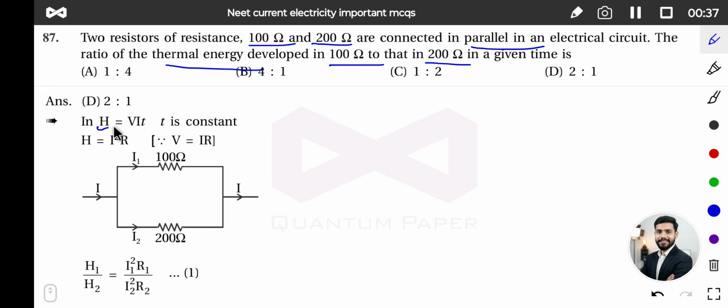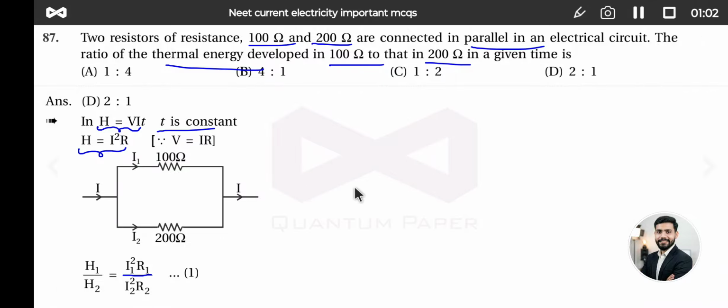So one formula we have, H is equal to V into I into T. Here the time is the same, so T is constant in this case. And another formula to find out heat is H is equal to I square into R. So if we take the ratio, it will become H1 upon H2 is equal to I1 square R1 upon I2 square R2, as T will get cancelled.